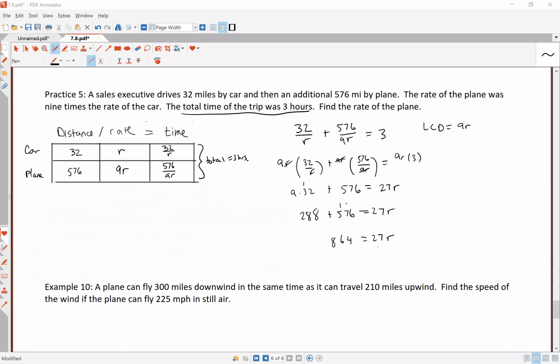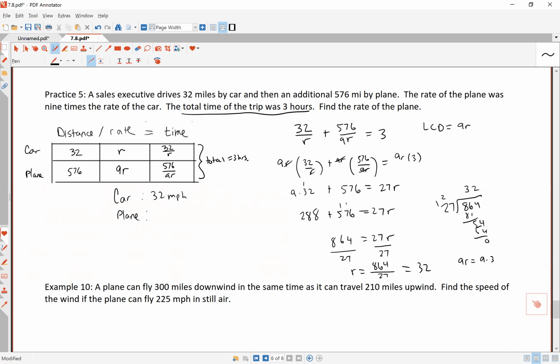So we divide both sides by 27 to get r. 27 into 864: 2 times. It's too small, so 3 times. Remainder 5, bring down the 4. And 2 times 7 is 14. 2 times 2 is 4 plus 1 is 5. All right, so r is equal to 32. So the car is going 32 miles per hour, and the plane is going 9 times that. 9r is 9 times 32, 288 miles an hour.